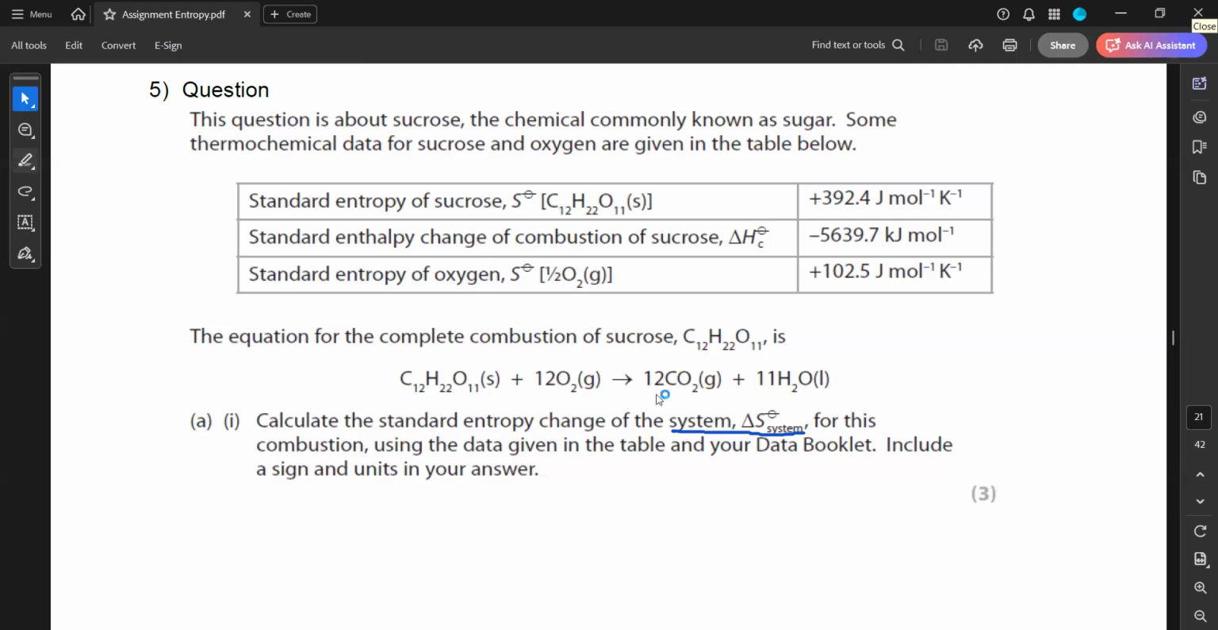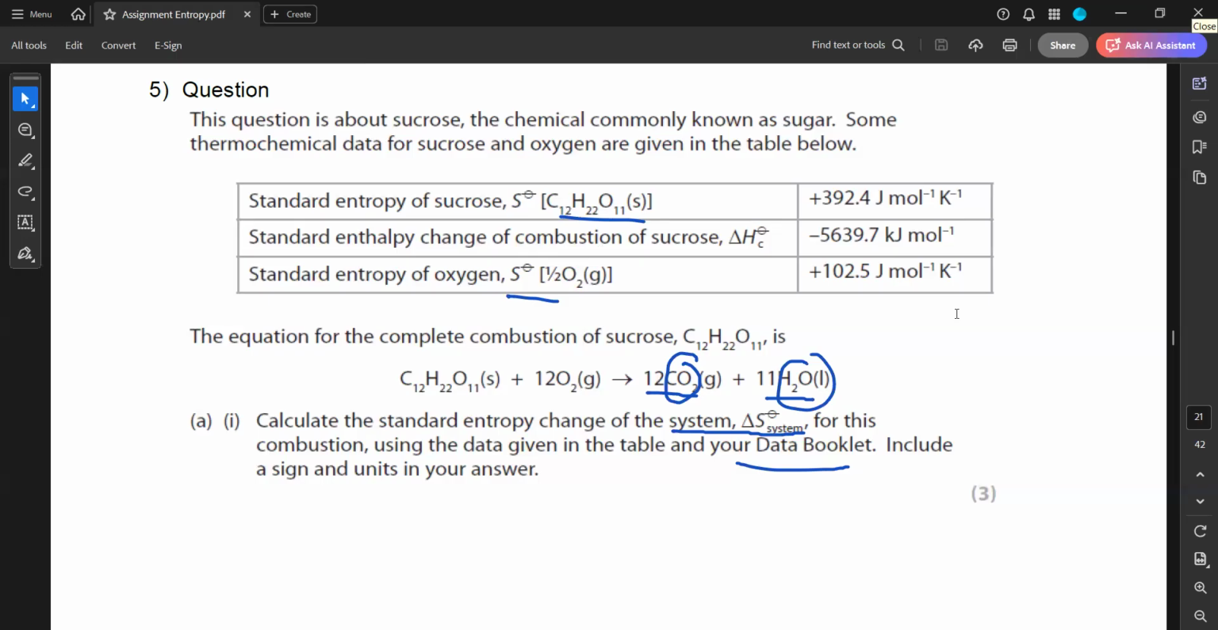So we have 12 moles of carbon dioxide and we have 11 moles of water, using the data given in the table and your data booklet. In exam, you will have either the table or the data booklet. So using the data booklet, you will find the entropy of carbon dioxide and water because that is not given in the table. Only the entropies for oxygen and sucrose are given to us. So we will use the data booklet to work out the values.